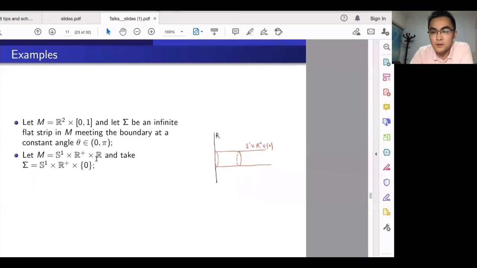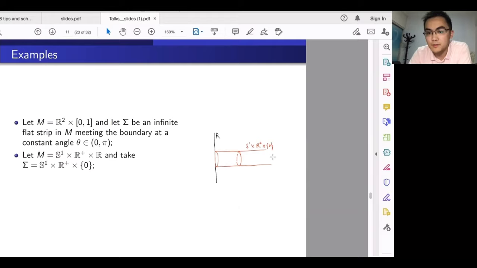The second case is when M is a product space, S1 cross R plus cross R, and we can just take the totally geodesic surface sigma, S1 cross R plus, as you can see from this picture. Because it's totally geodesic, it has zero index. But this surface is topologically a half cylinder, so it has an interior end and one boundary end.